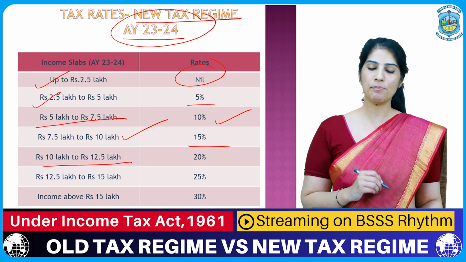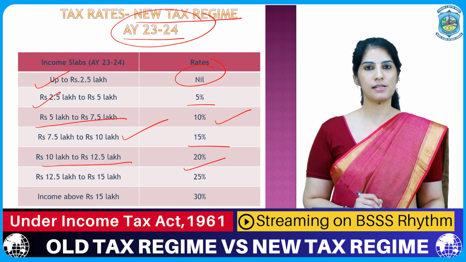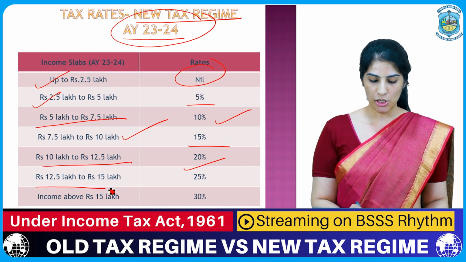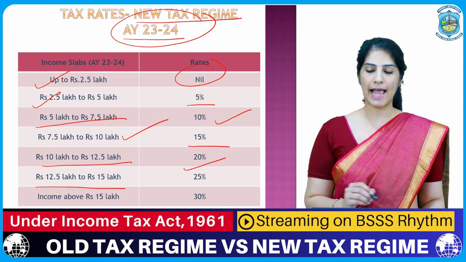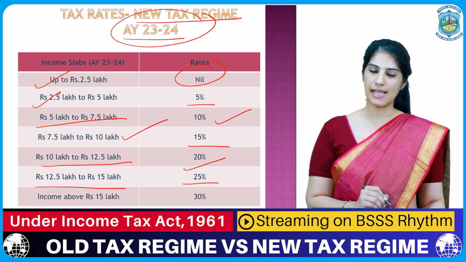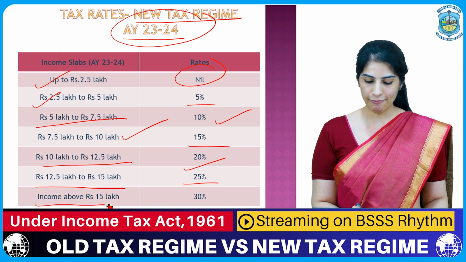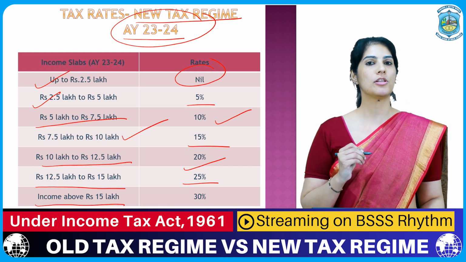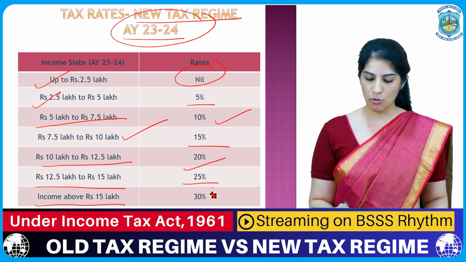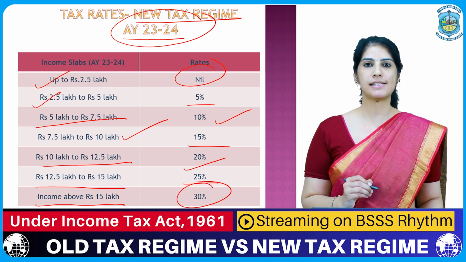10 lakh to 12.5 lakh, 20% is applicable. 12.5 to 15 lakh, 25% is applicable. And above 15 lakh, if you opt for the new tax regime, you will have to pay 30% tax.